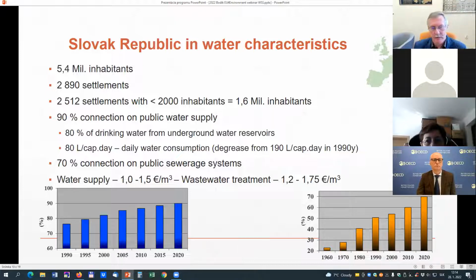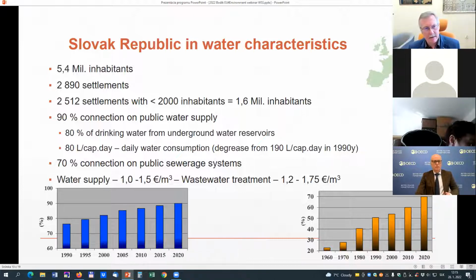Currently, 90% of people are connected to public water supply, to the drinking water. 80% of the drinking water is from underground water reservoirs. And we have very low water consumption, domestic water consumption, only 80 liters per capita a day. And it was dramatically decreased from old times, from the 90s, where the water consumption was 200 liters per capita. And the water was cheap, and using of water was no problem.